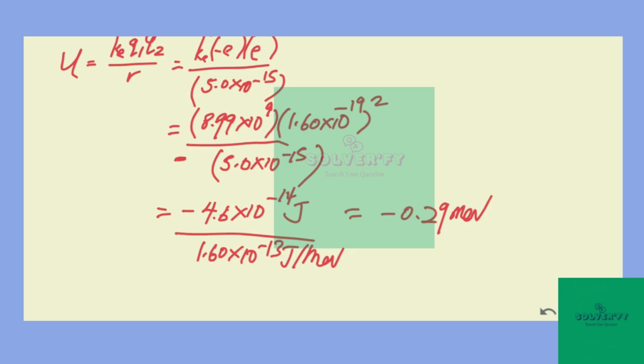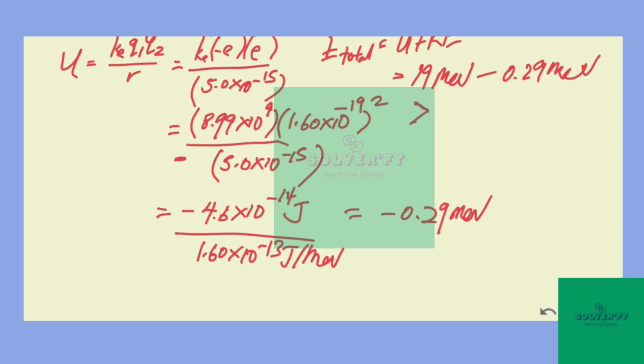Now, based on all these calculations, you can see that if you were to take the total energy of the electron, given as its potential plus its kinetic energy, this will definitely be a positive value, because the kinetic energy is much larger. The kinetic energy is about 19 MeV, much larger than the potential energy. This will give us a positive value.